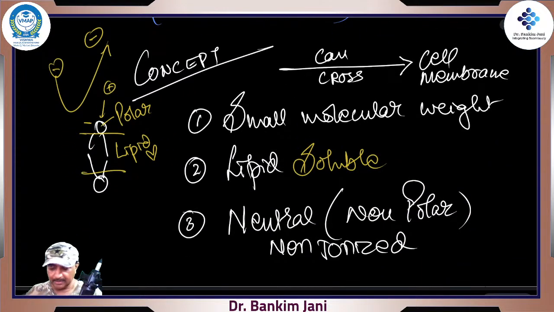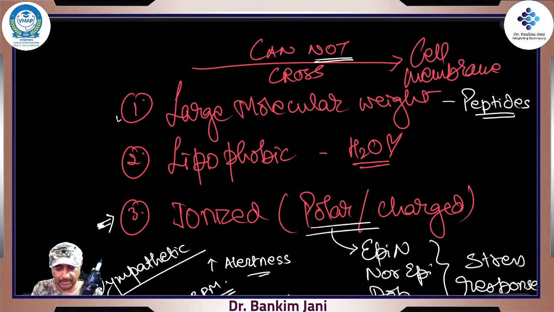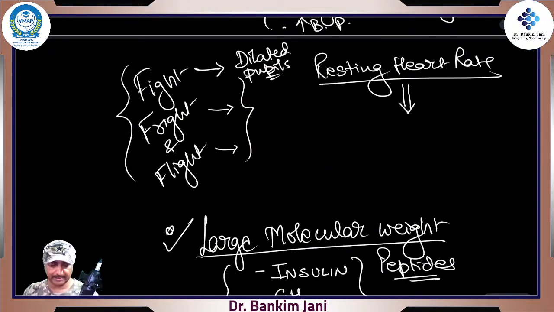So the concept: small molecular weight, lipid soluble and neutral or non-polar or non-ionized ones can pass through the cell membrane, right? Large molecules cannot cross, lipophobic cannot cross, and ionized cannot cross, right? Sympathetic is for alertness, increased sweat, increased heart rate, anger, anxiety, blood pressure, etc. Right? Fight, flight, and fright response, and the resting heart rate, right? That is a crucial one.